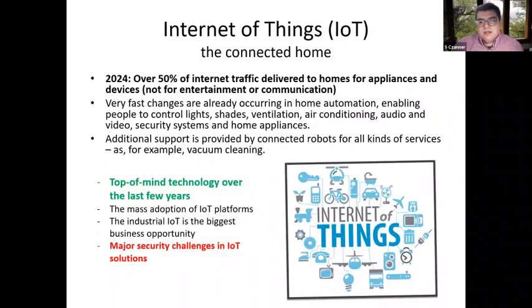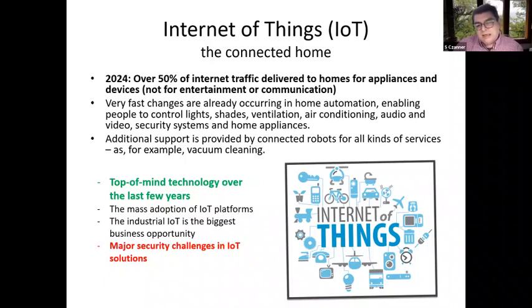The next thing is the Internet of Things, which we can also call the connected home. I believe most of you have heard about Alexa, Google devices, and Siri from Apple. Those are the smart agents that you can communicate with. But behind this, there is a huge amount of work based on the Internet of Things.